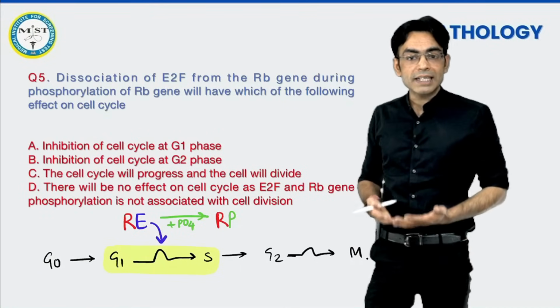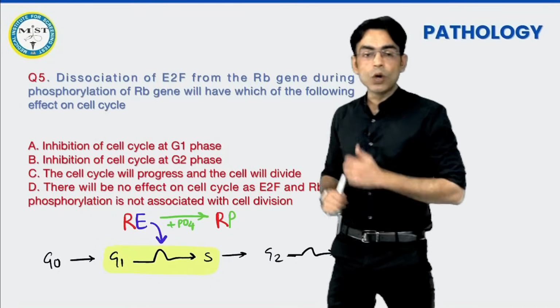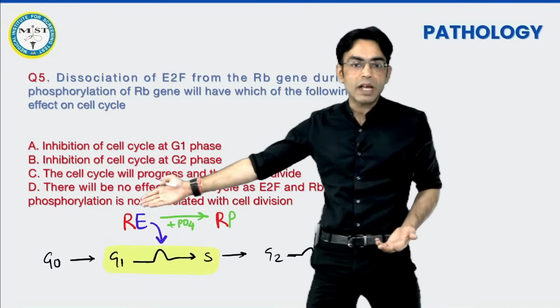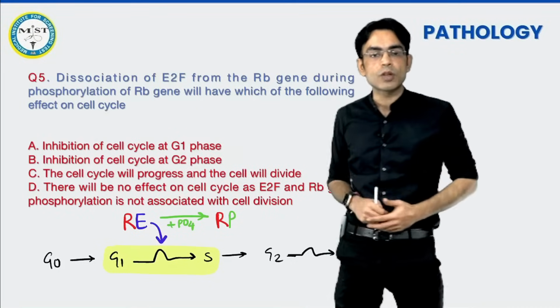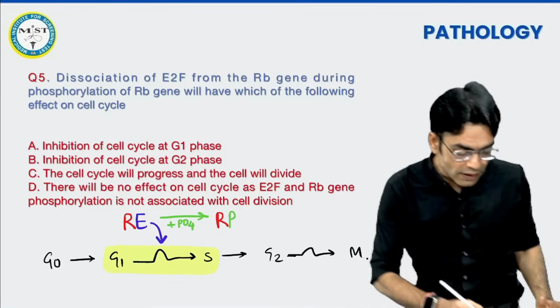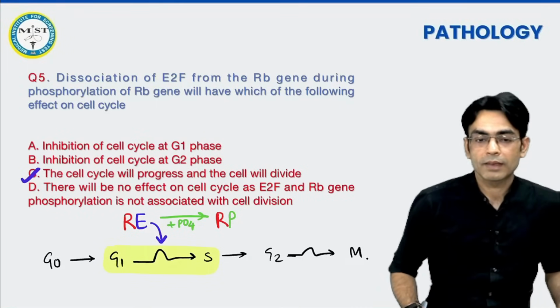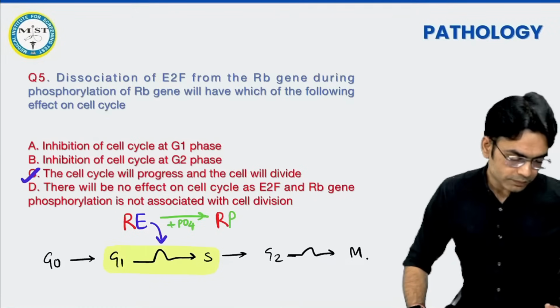So what is the correct answer? Beta, there is no inhibition at all, and this D option is also wrong. This is the whole meaning. This is the whole sole thing responsible for any kind of cell division. So what is the correct answer for this question? The correct answer for this question is C. Okay?